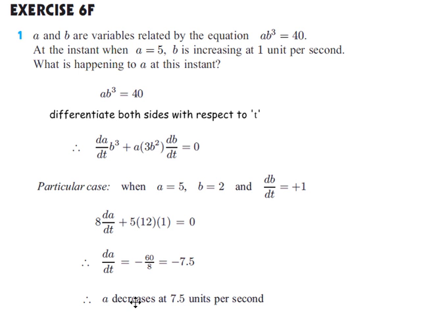Notice you don't write a is decreasing at negative 7.5. You've already made the point that it's a negative by saying decreasing. You wouldn't put a negative on the 7.5.